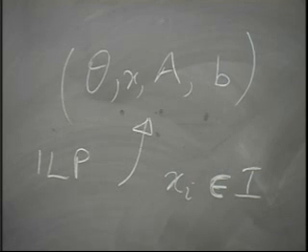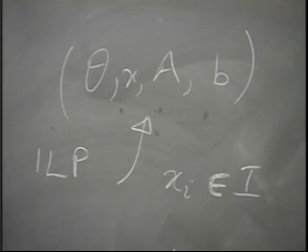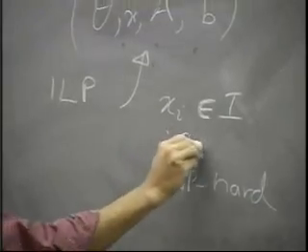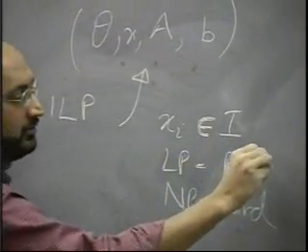Linear programming is order n cubed, with the ellipsoid method. Integer linear programming can't be that hard, right? It turns out that integer linear programming is NP-hard. In other words, linear programming is in P, it's order n cubed.